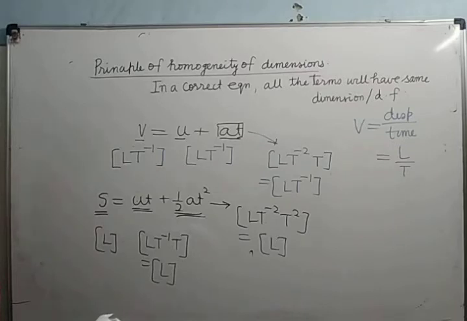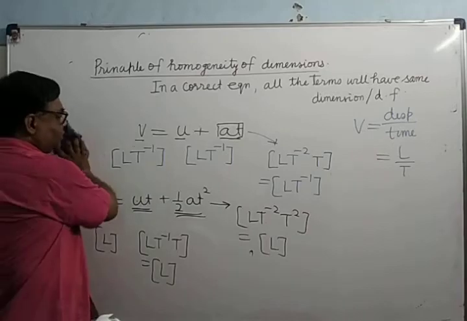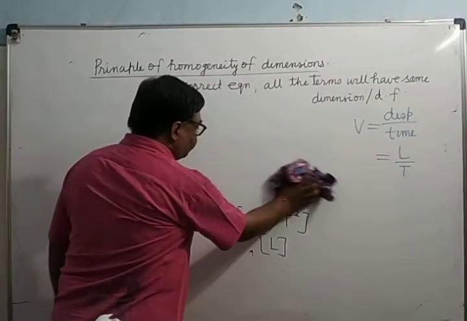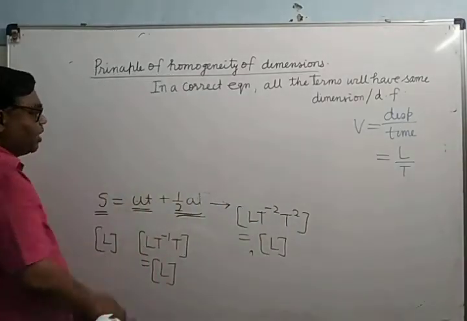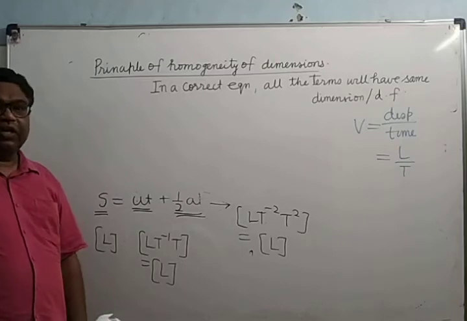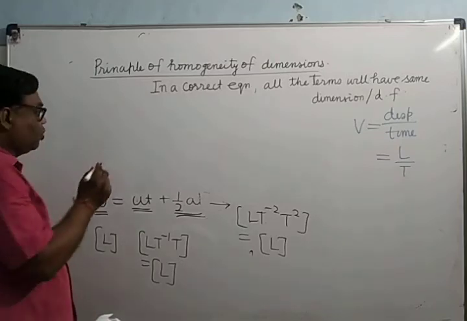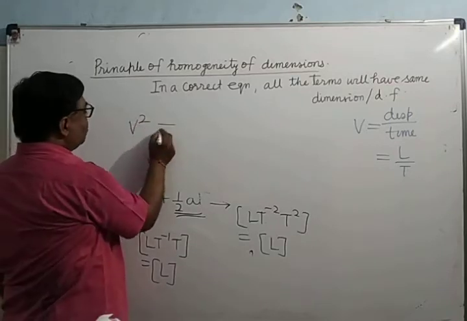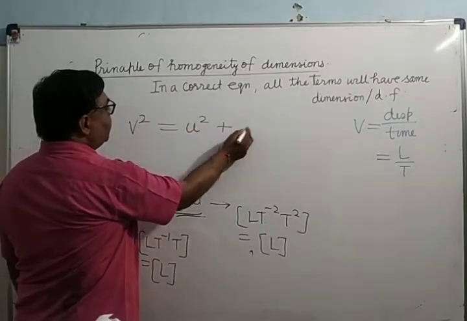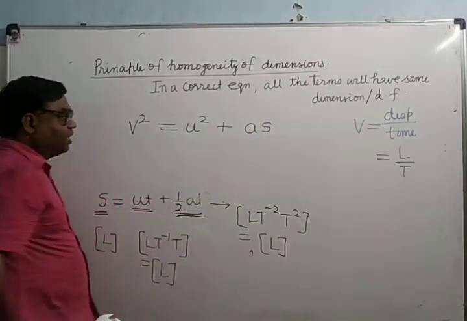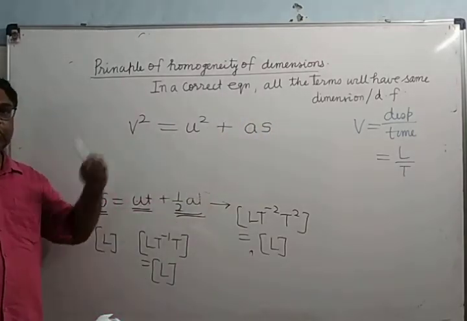Now see here, every correct equation must be dimensionally balanced. Every correct equation must be dimensionally balanced. But every dimensionally balanced equation need not be correct. You can see v square equals u square plus as. This is not a correct equation.